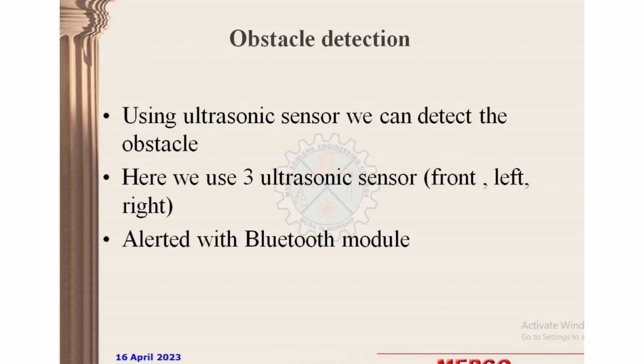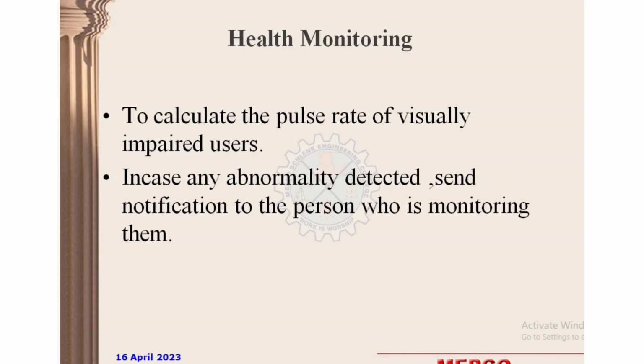Obstacle detection: in this module we have used ultrasonic sensors which are placed in front, left and right, and it calculates the distance from the obstacles and tells the visually impaired people to move left, right or in front.